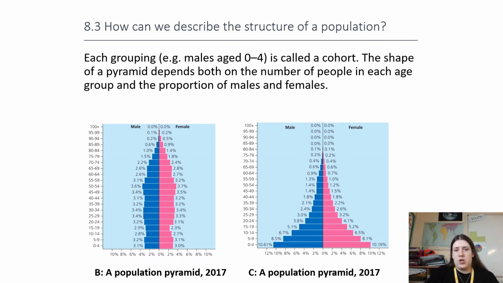With these you get different shapes depending on how many people are there. This looks like quite a pointed pyramid because you've got quite a lot of people between the ages of 0 to 4 and younger. This one is quite even throughout, so it's quite thin. There's a similar percentage of all the cohorts until you get to over 60.